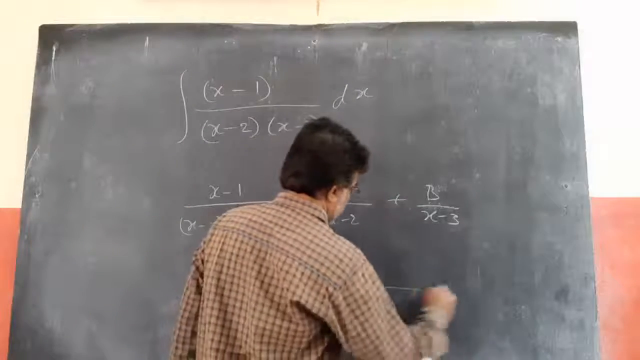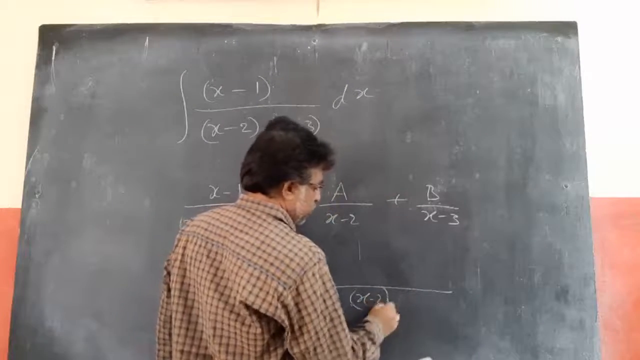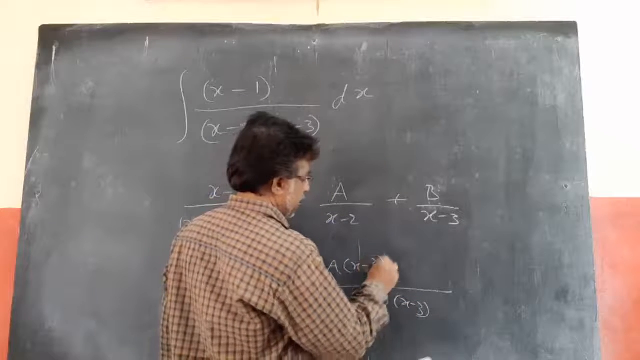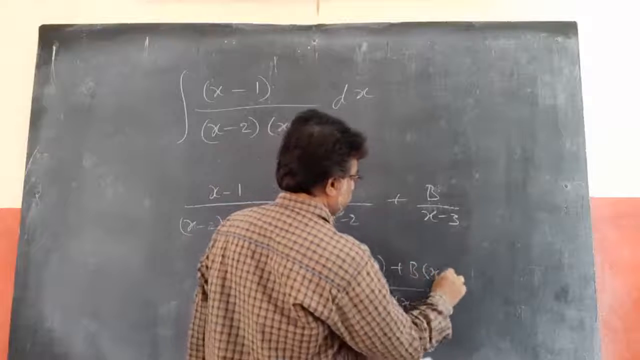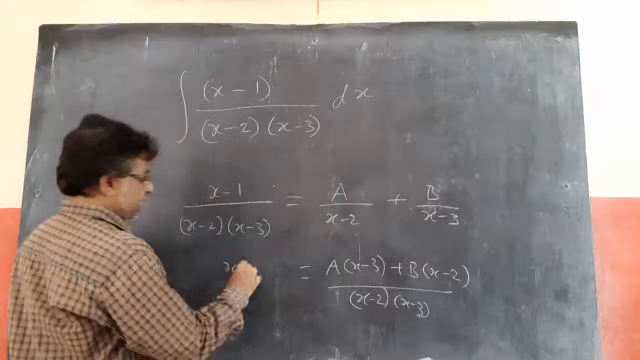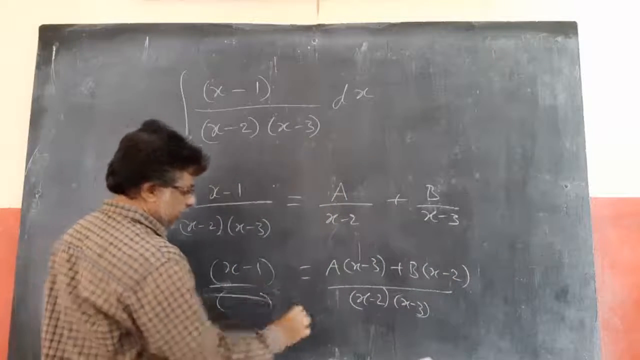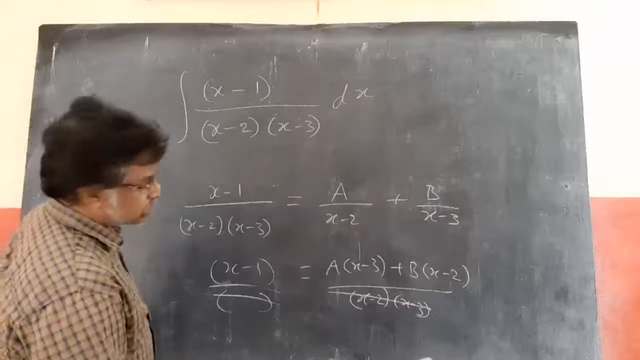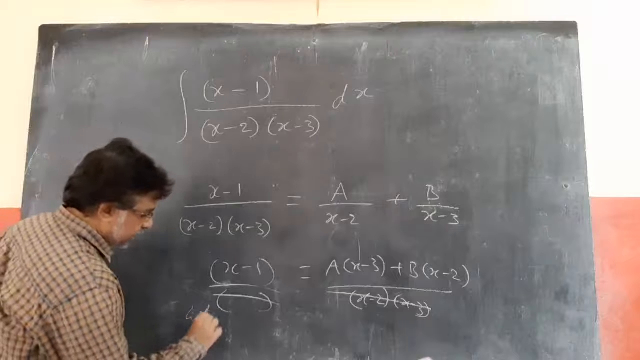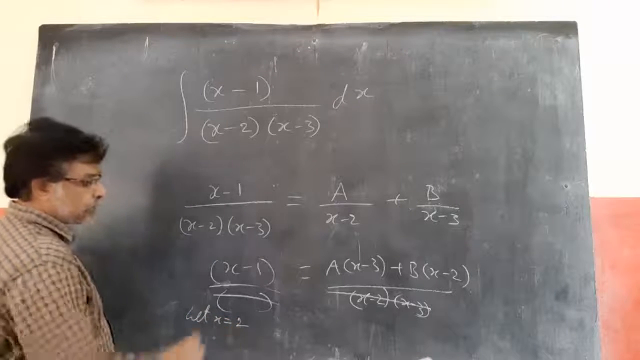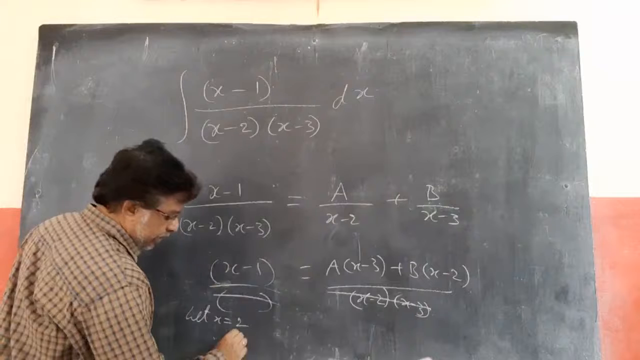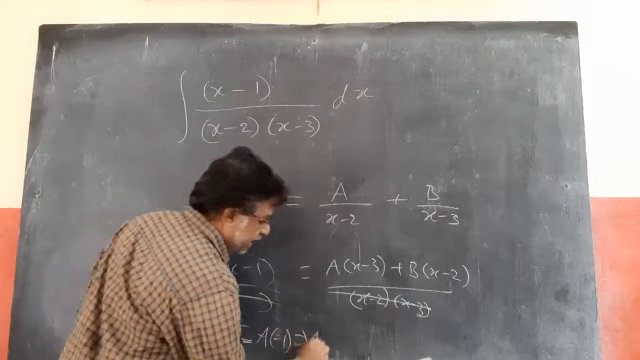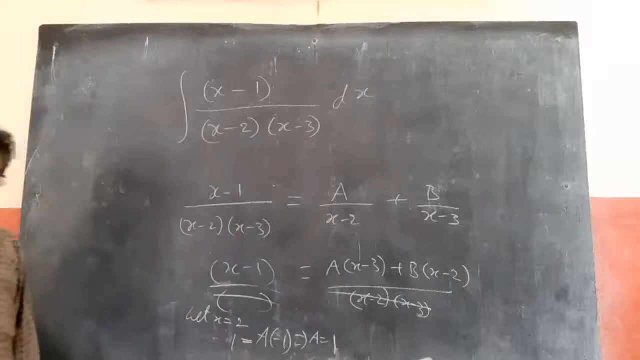So, if you take LCM, (x minus 2)(x minus 3), here we will get A into (x minus 3) plus B into (x minus 2). So this side (x minus 1) by (x minus 2)(x minus 3), these two will get cancelled. Now let x equal to 2, we will get A value. X equal to 2 means 2 minus 1, 1 equal to A into minus 1, implies A equal to 1.